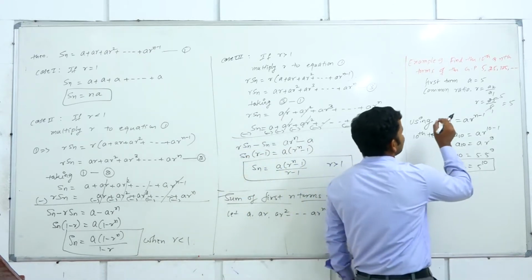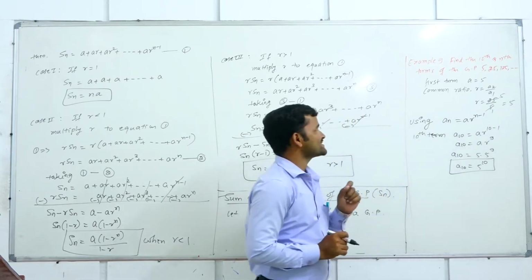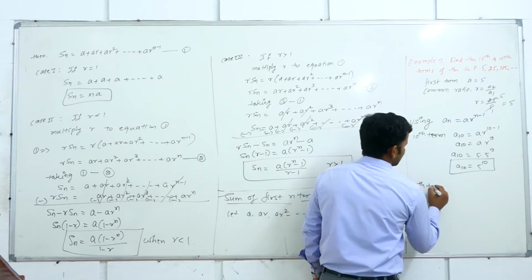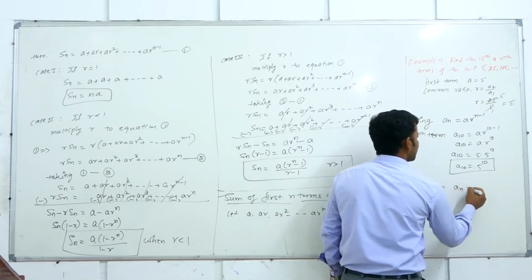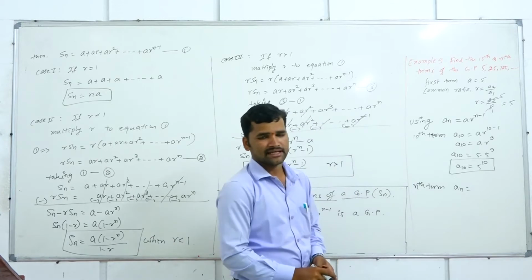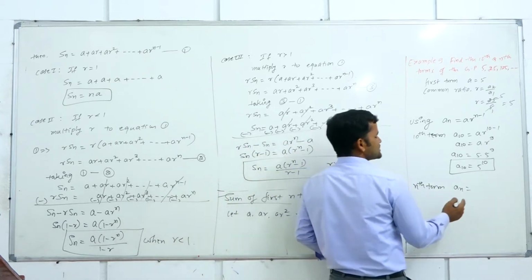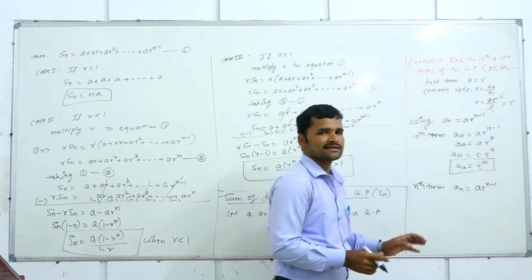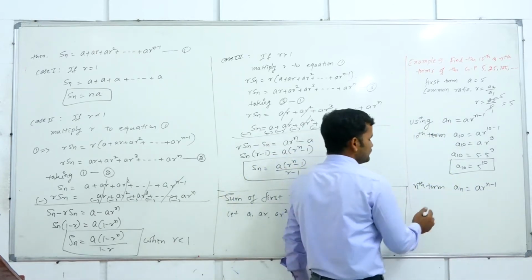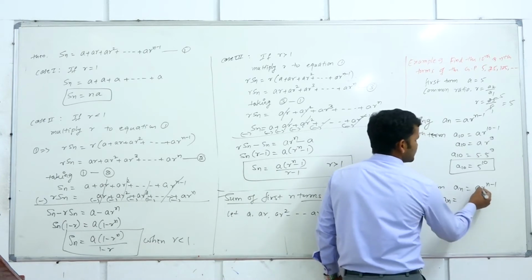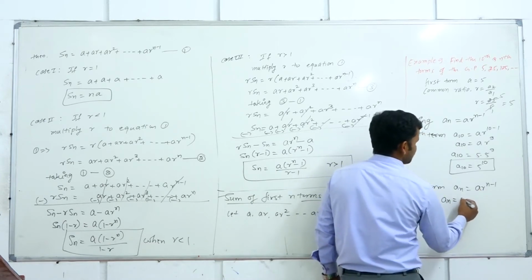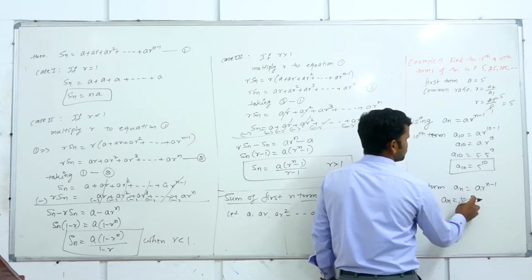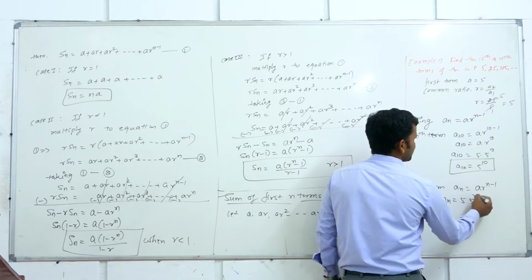Now, second question, what is that? What is the nth term of the GP? Nth term means I have to find out an, that's all. an is equal to the general formula a into r to the power of n minus 1, that is already known to us. Now, an is equal to, a is the first term, that is 5, r is the common ratio, that is also 5, to the power of n minus 1.